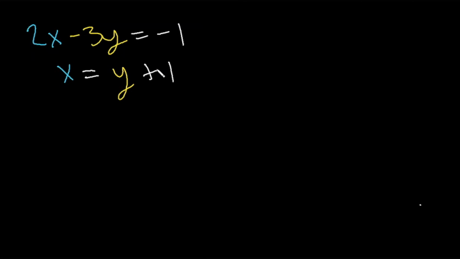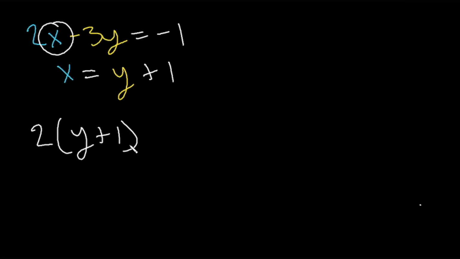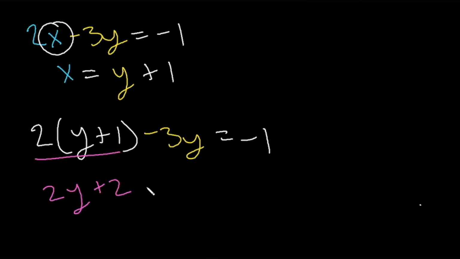So if we know x is equal to y plus 1, we can just substitute this x for y plus 1. So let's do that. We have 2 times y plus 1 minus 3y is equal to negative 1. Let's solve. I'm going to do this in pink. So we have 2y plus 2 minus 3y is equal to negative 1.